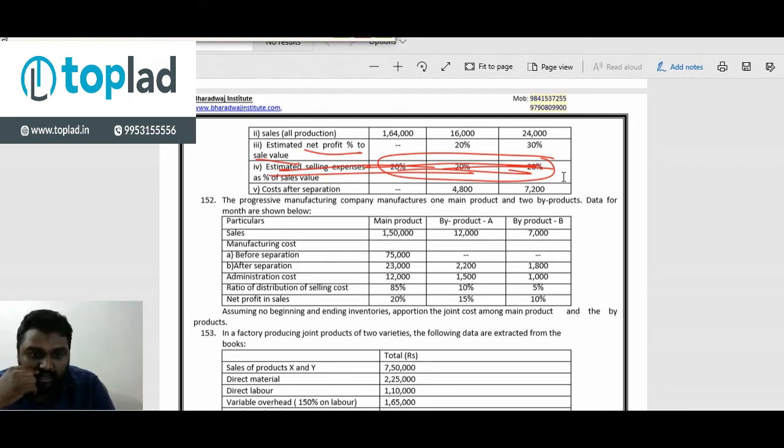Can anyone tell that? The administration expense is directly mentioned, but for selling cost they gave only the ratio of distribution. The selling cost amount they have not given. That we have to find out. We will see how to find it. Are you ready? This is also we will do in the Excel sheet. Question number 152.